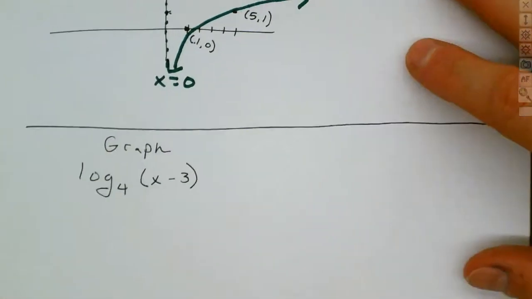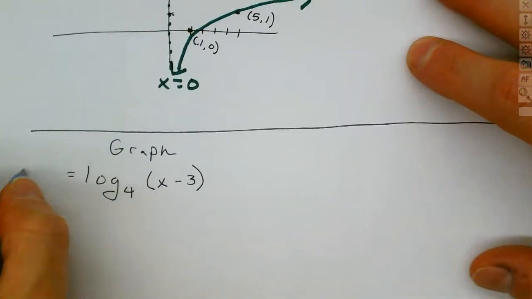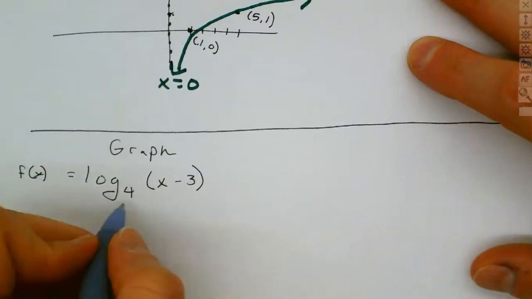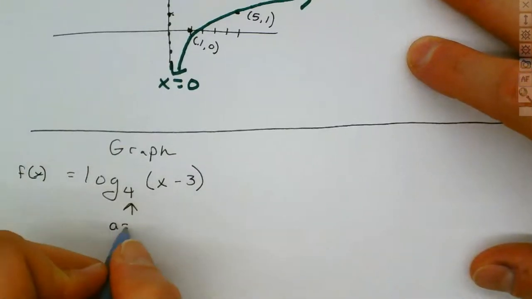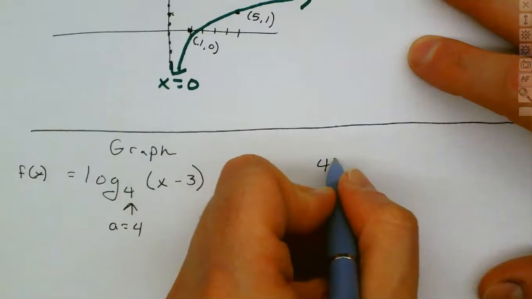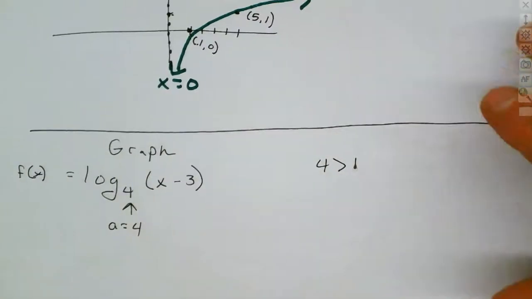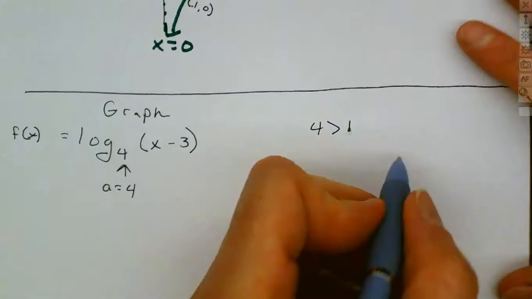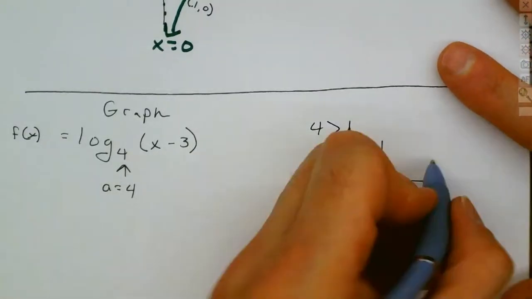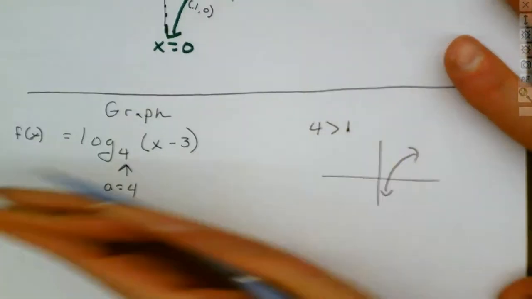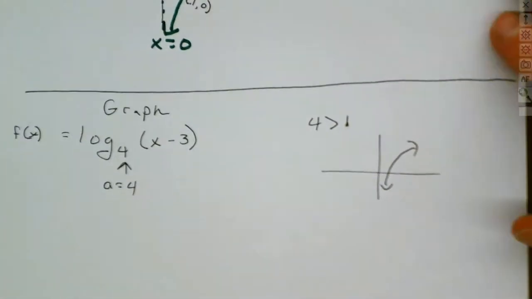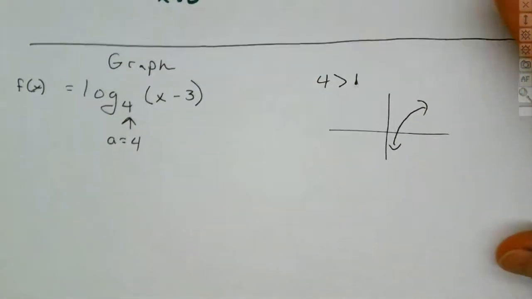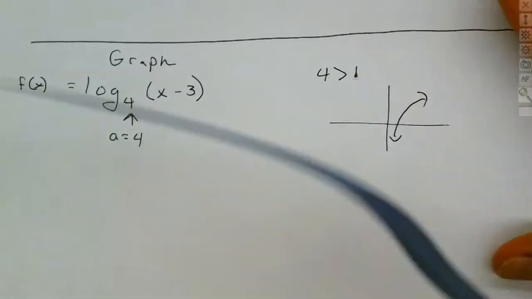Okay, if I want you to graph this logarithm here, well, that is my a, isn't it? Is 4 bigger than 1? Yes. 4 is clearly bigger than 1. So, what's my graph going to look like? That, isn't it? Okay, I always like to write a quick sketch over to the side, just so I understand that it looks like that.